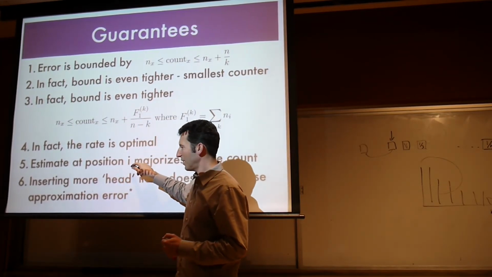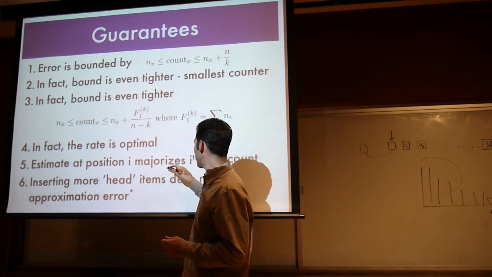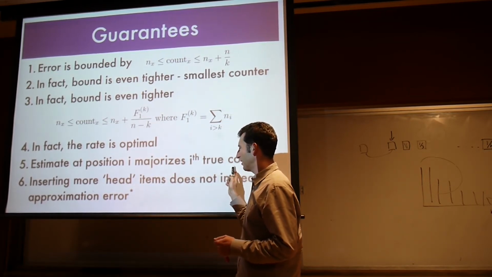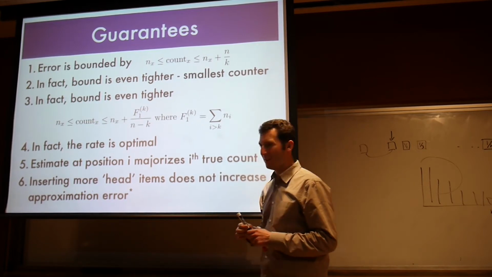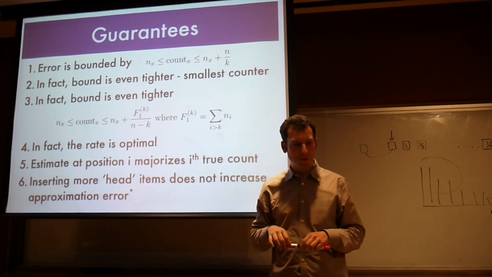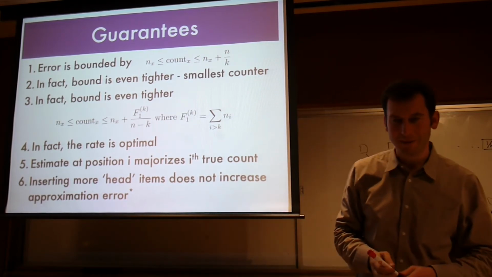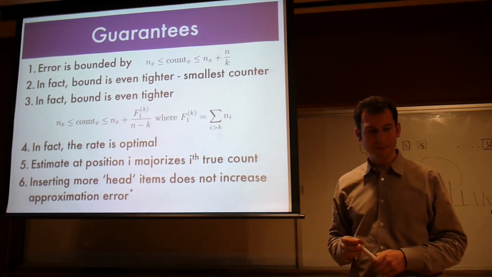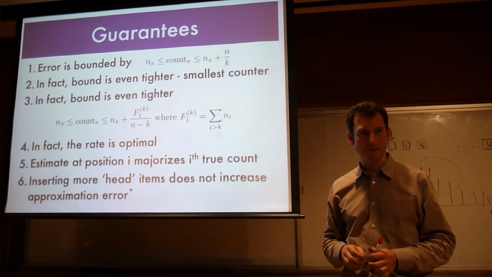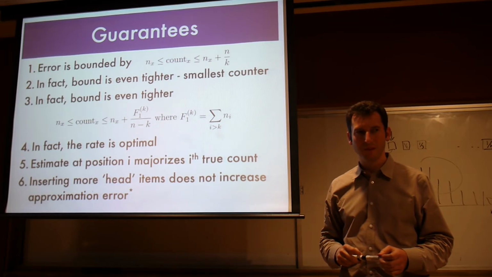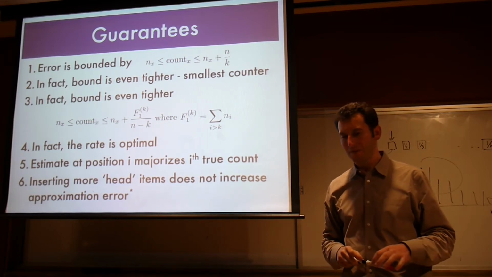And if I have an estimated position i, then this really majorizes the i's true count. And as said, if I insert more key items, then under reasonable conditions, like if the item was already in the set, it doesn't increase the approximation error. It may actually reduce it. It'll reduce it as follows.